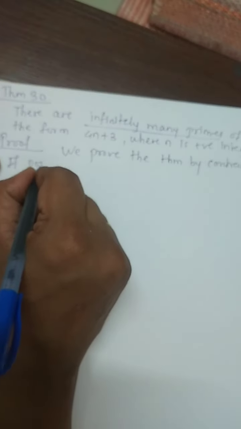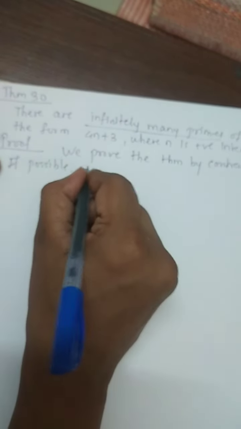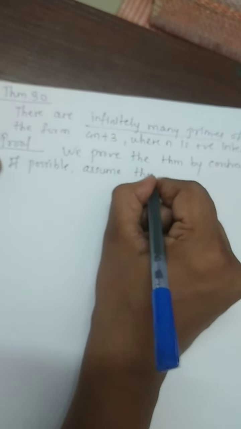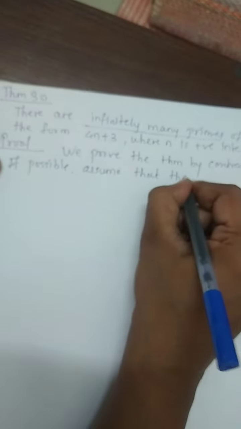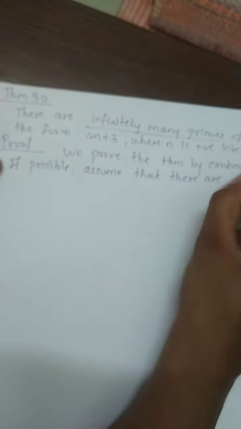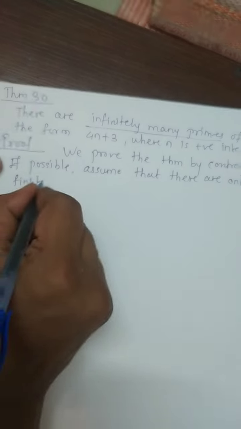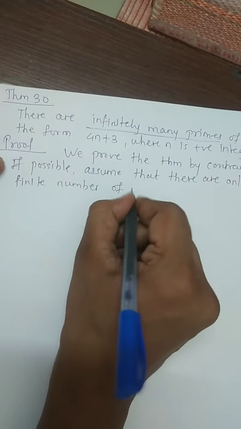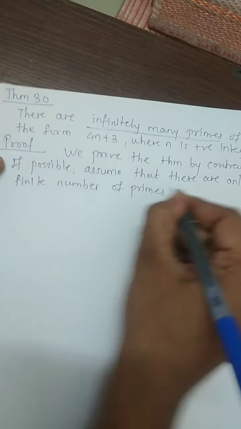If possible, assume that there are only a finite number of primes of the form 4n plus 3.